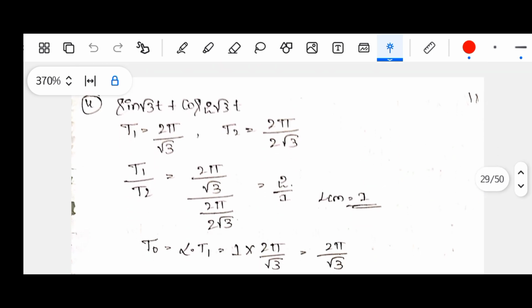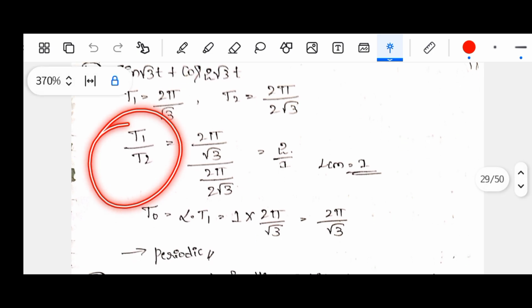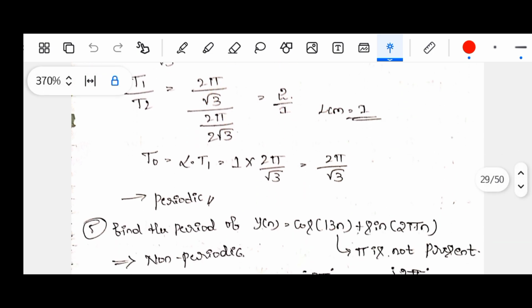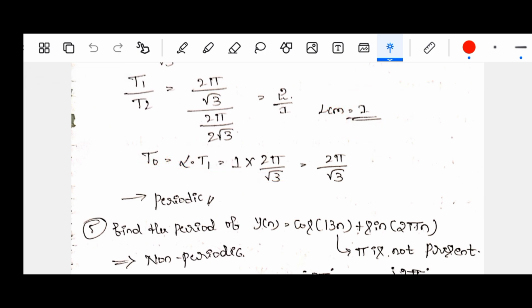Next, the fourth: sin root 3t plus cos 2 into root 3t. T1 will be 2 pi by root 3. T2 will be 2 pi by 2 into root 3. T1 by T2: T1 is 2 pi by root 3 divided by T2, which is 2 pi by 2 into root 3. When you cancel all this, you will get 2 by 1. Therefore, the LCM will be 1. To find T0, T0 is equal to alpha into T1, where alpha is 1. Alpha into T1 will be 2 pi by root 3. Therefore, the answer will be 2 pi by root 3.